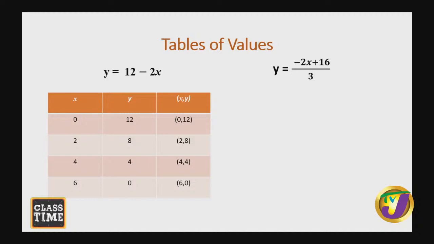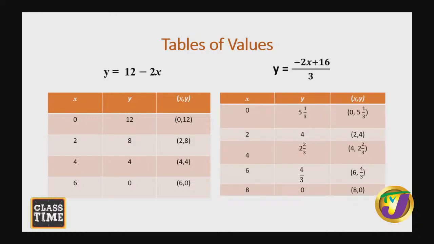For the other equation, we're doing a similar substitution. We substitute 0 into the equation, and we get 5 and 1/3. But quickly, how did we get the 5 and 1/3? Substituting 0, negative 2 times 0 is 0, plus 16, so it will be 16 divided by 3, so 16/3.